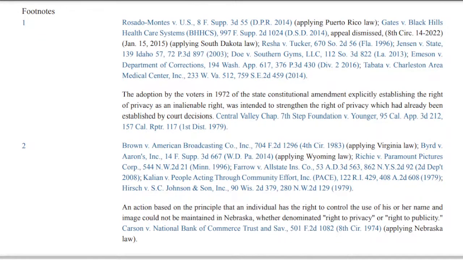Puerto Rico law, appeal dismissed, 96. So these are just the cases. The adoption by the voters in 1972 of the state constitutional amendment explicitly establishing the right of privacy as an inalienable right was intended to strengthen the right of privacy, which had already been established by court decisions. And that's California, 1979.